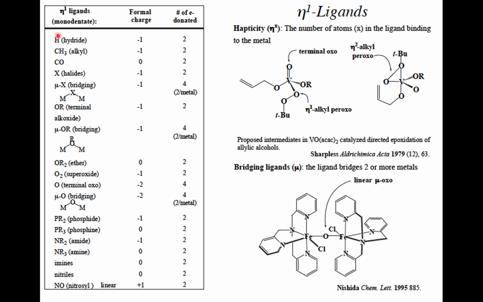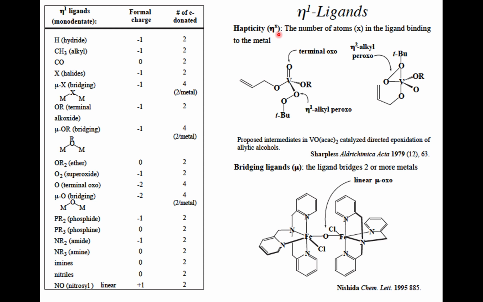Especially since you'll be doing these things at home, it's not necessary that you memorize all of these things, but it's going to be good for you to go through and make sure that all of these make sense to you. And remember that the formal charge will matter because that will change how you count the charge on the metal, and also the number of electrons that are donated will affect the total electron count on the complex.